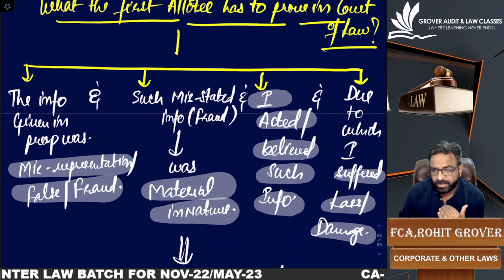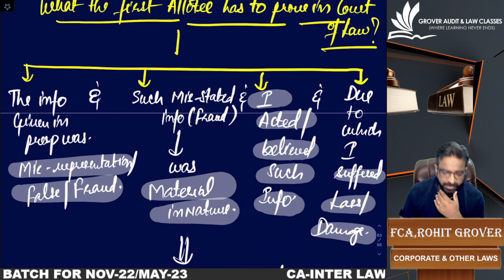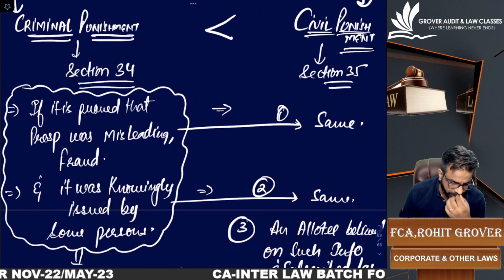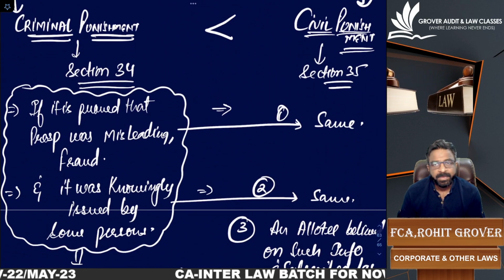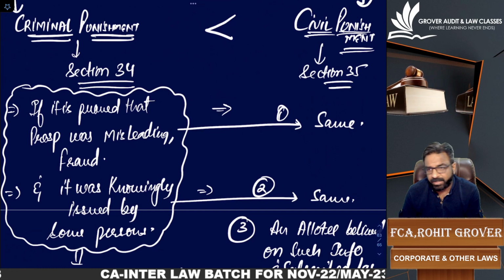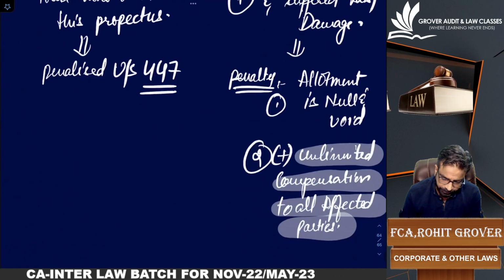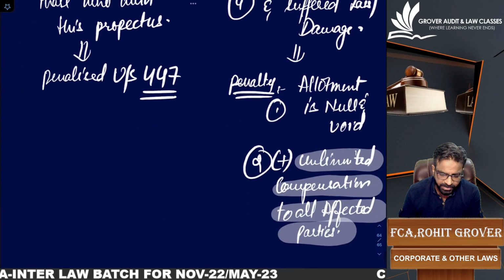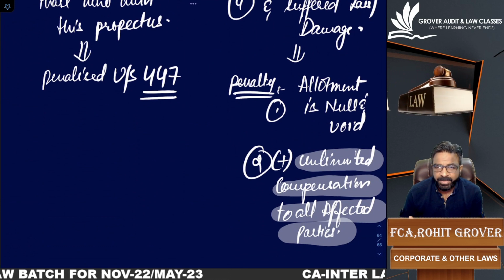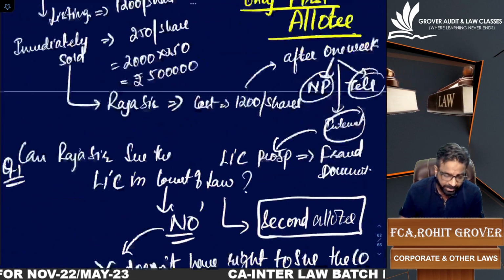Any allottee or first allottee, everyone? Who has to prove that? The first allottee. No one else can file the case. And if it is proved in the court of law that there is a misstatement in the prospectus, then either the criminal penalty will be imposed or the civil penalty will be imposed. I hope all of you understood everything up to this point, right? When I told you civil penalty, it was compensation with limit or without limit? Without limit. And when I told you the criminal penalty, it was penalty under section 447.